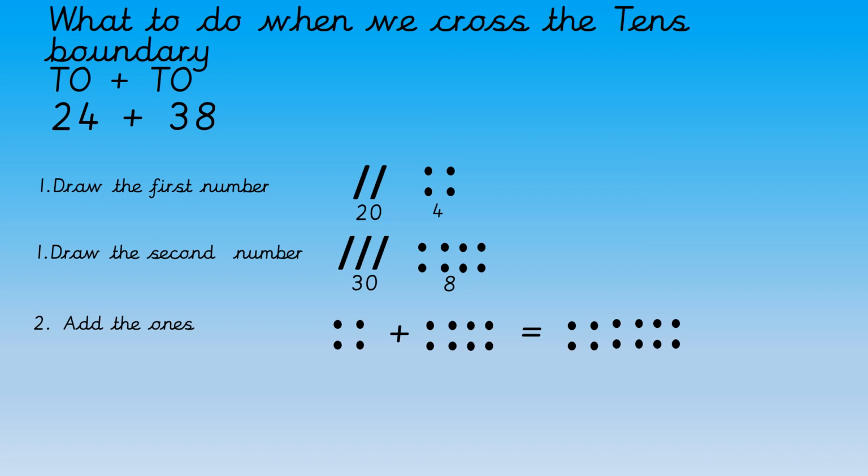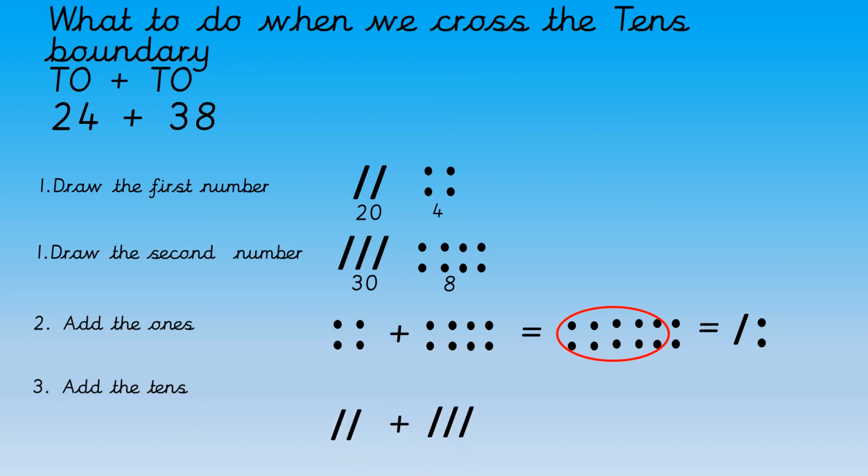It's 12. Now what do we know using our place value? Yep, 10 ones equals a 10, so we can change those for a stick of 10, and then we've got our 2 ones. So that's a representation of 12. Next, we're going to add our tens. So we've got 20 add 30, which equals 50.